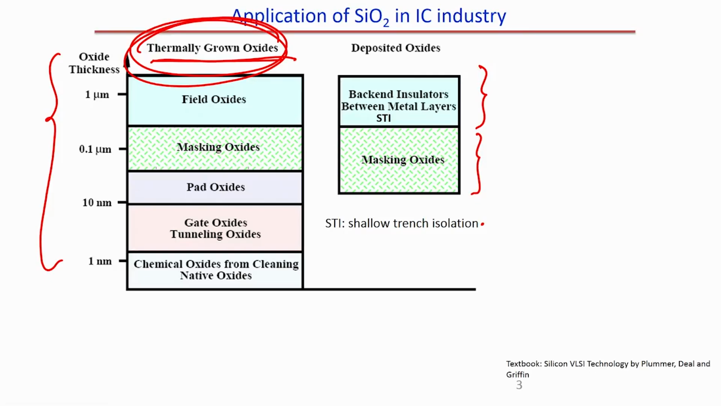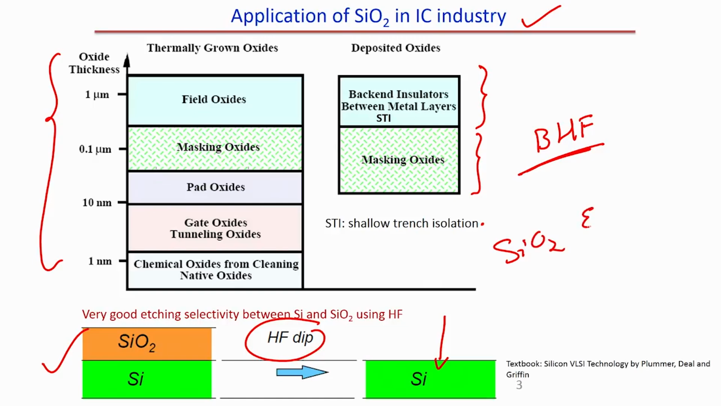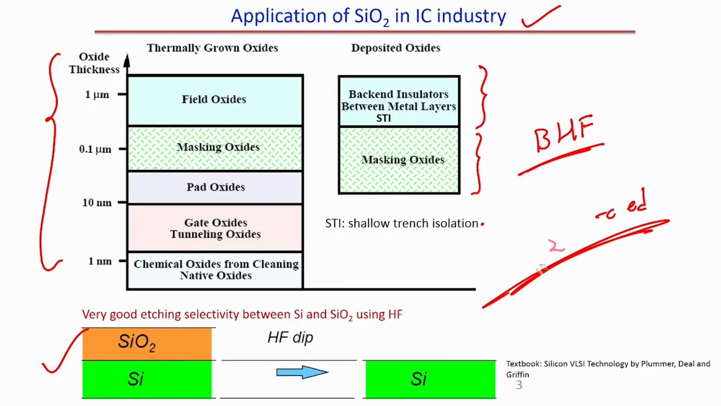All right. So, this is the application of silicon dioxide in the IC industry. Okay. Now, let us move to the next one. Very good etching selectivity between Si and SiO2 using HF. If I have silicon dioxide on silicon, and if I dip it in HF, I told you we can use buffered hydrofluoric acid or hydrofluoric acid. If we dip it, what we will find? Only silicon dioxide will get etched, without affecting silicon. Silicon will not get affected, okay, good.